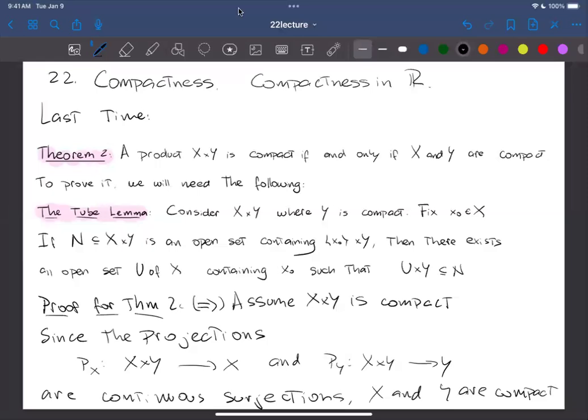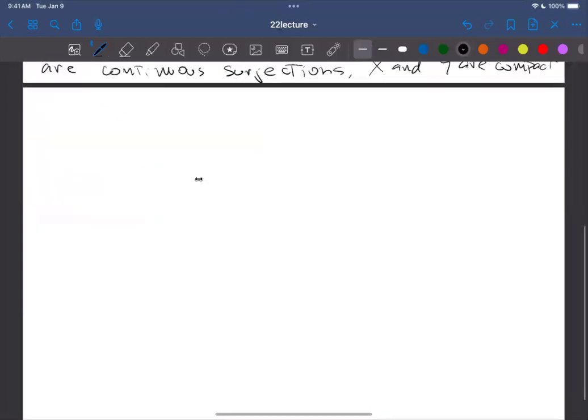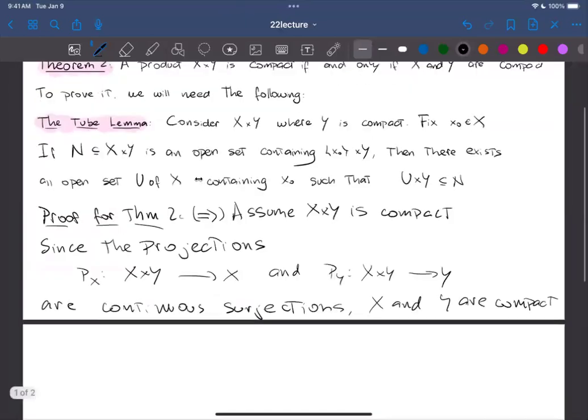I see there's a question in the chat. Yes, so there's a question of what compactness is. We defined that like 3 lectures ago. The idea is whenever you have an open covering of your space, you can always hook up a finite subcover. So yeah, that's the definition. But here we're not really using the definition, just building on theorems that we know.